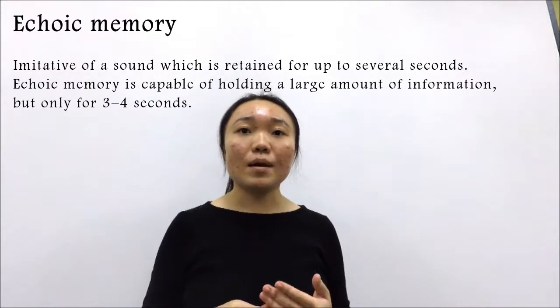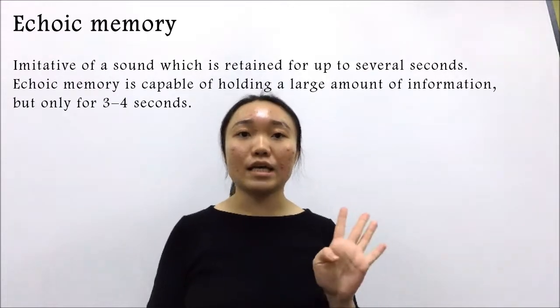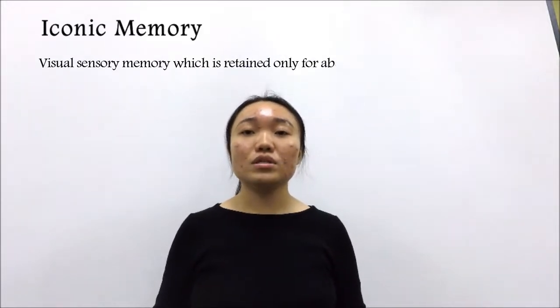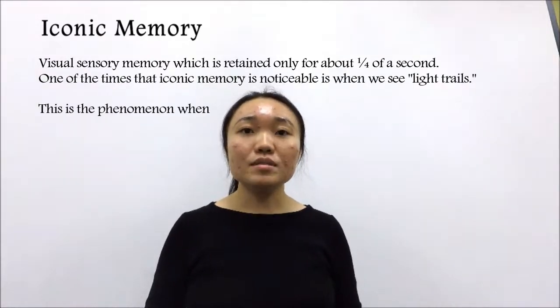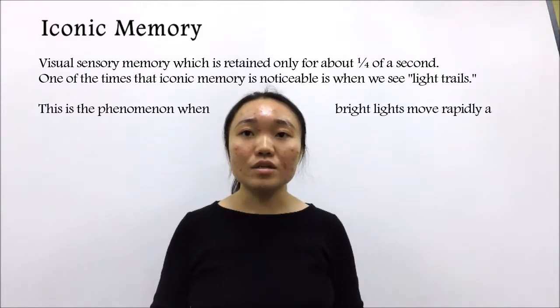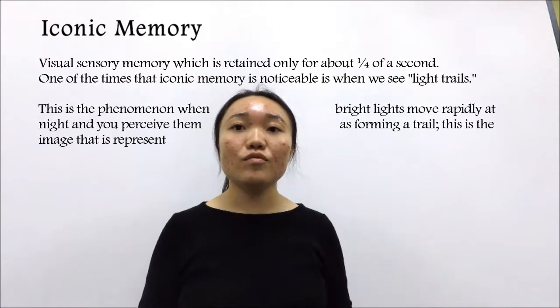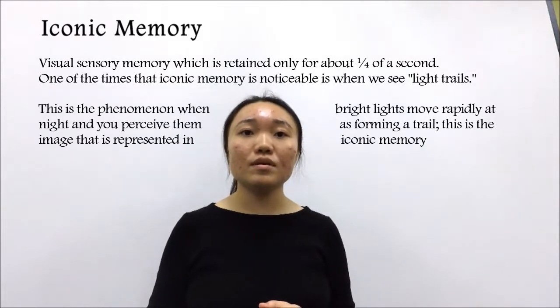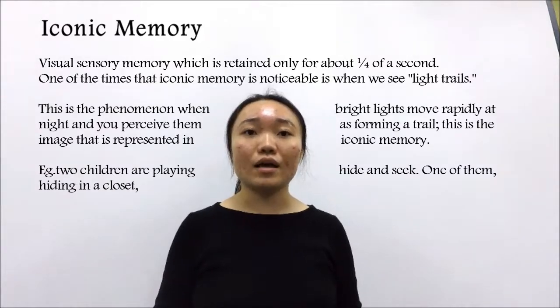Echoic memory is capable of holding a large amount of information but only for 3 to 4 seconds. Iconic memory refers to visual sensory memory, which is retained only for about a quarter of a second. One of the times that iconic memory is noticeable is when we see light trails. This is the phenomenon when bright lights move rapidly at night and you perceive them as forming a trail. This is the image that is represented in iconic memory.